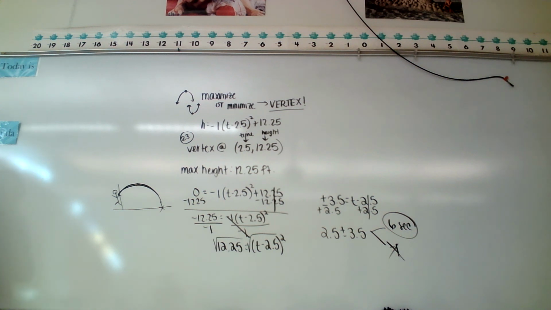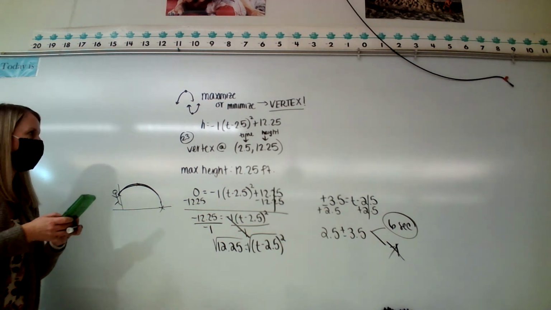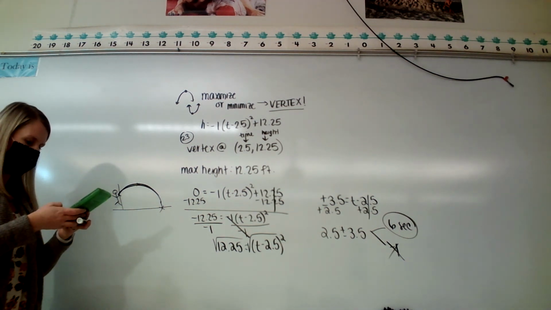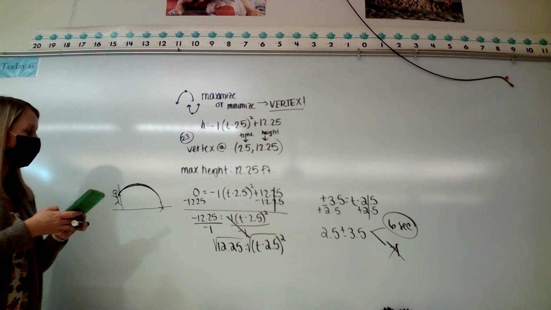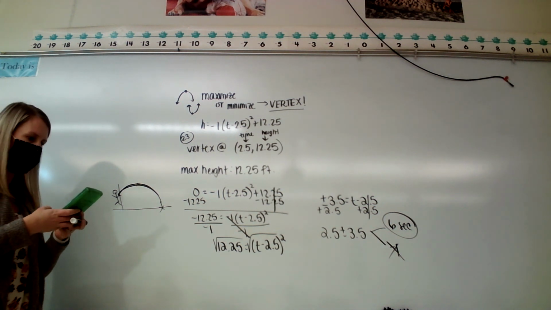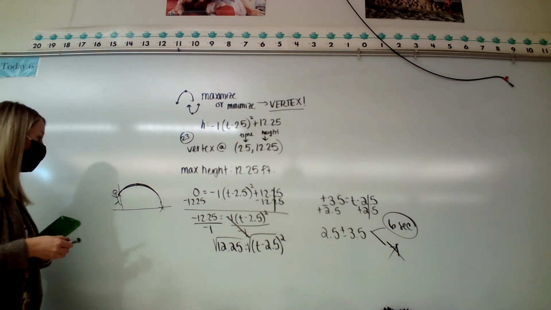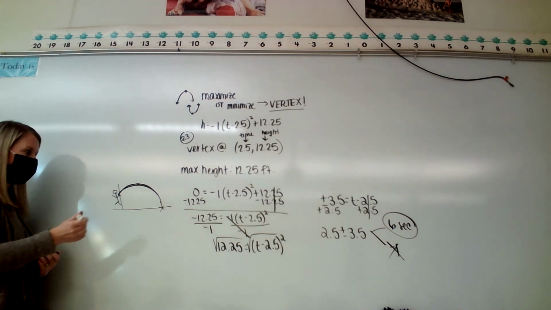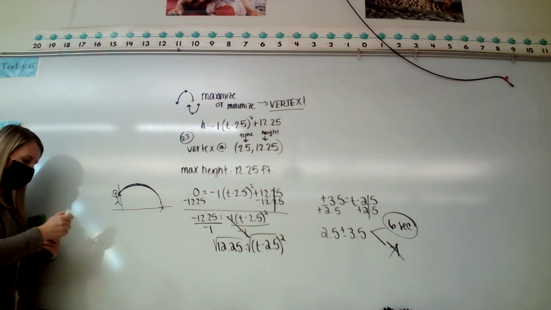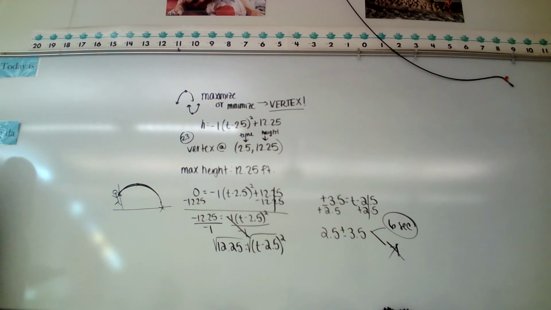I don't even know what I wrote for an answer. So if I throw in a 0 for t, which makes sense because it says where is it at 0 seconds, what'll I get? 0 minus 2.5 squared plus 12.25. It was 6. So what does that actually mean? It means when it left his hands, when he started to throw it, it was 6 feet above the ground.